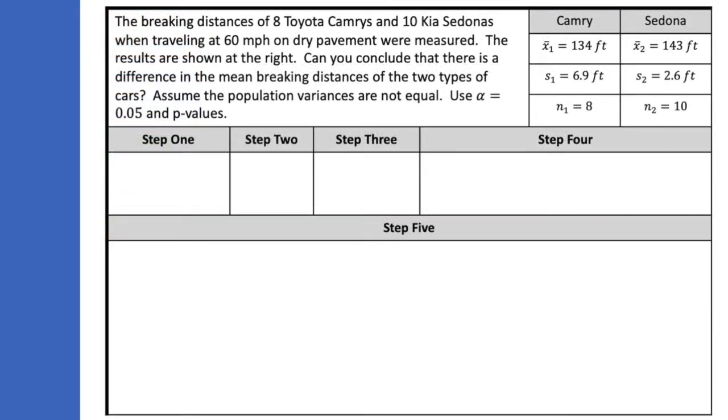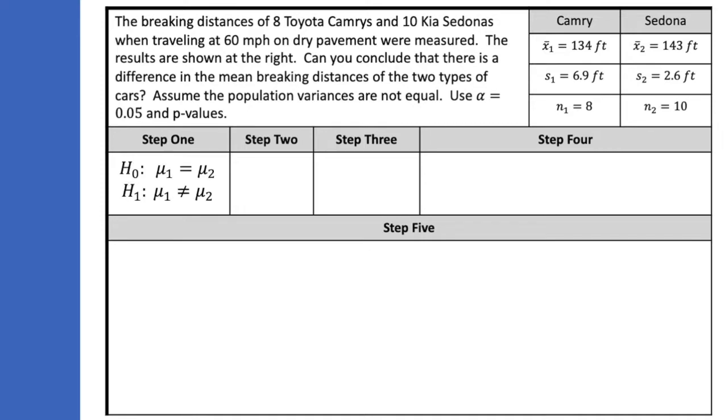The braking distance of 8 Toyota Camrys and 10 Kia Sedonas when traveling at 60 miles an hour on dry pavement were measured. The results are shown at the right. Can you conclude that there is a difference in the mean braking distances of the two types of cars? Assume the population variances are not equal, and we're going to use the 0.05 significance level and p-values.